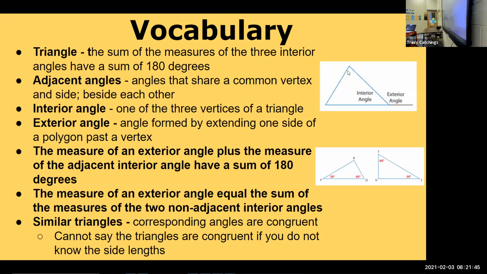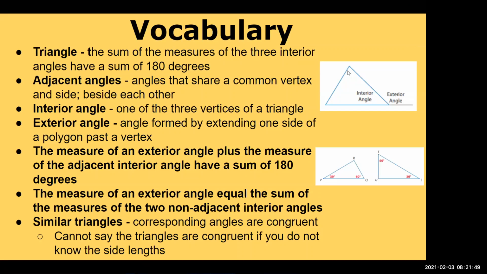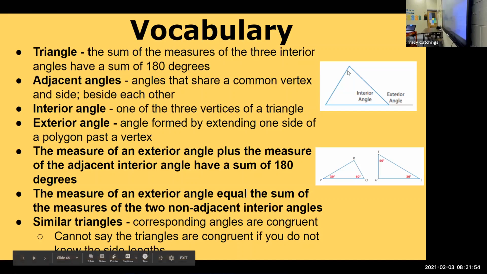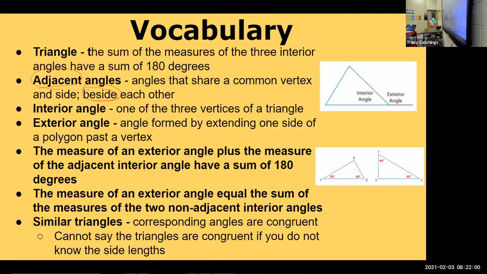Adjacent angles. Angles that share a common vertex and side, beside each other. One thing to remember about adjacent angles is that they are beside each other. That's something we learned last year in 7th grade. Looking at this picture, these two angles are considered adjacent because they are right there beside each other.